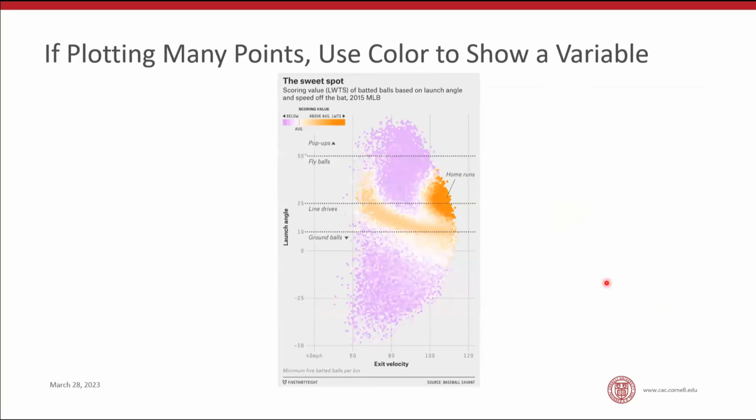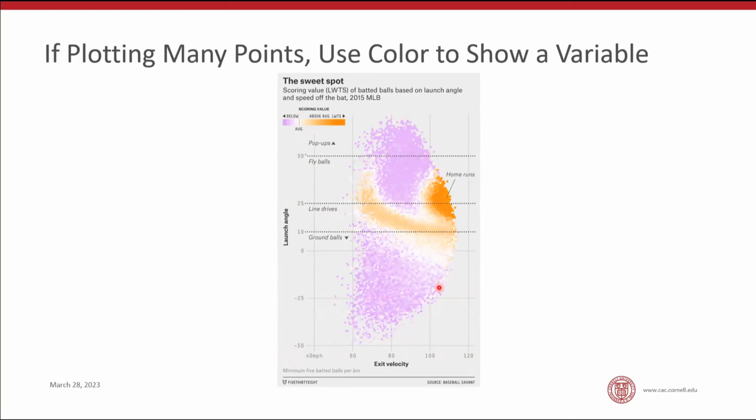This is an example of what you can do if you have tons and tons of sample points. This was produced by 538, and it's showing the exit velocity of batted baseballs on the x-axis and the launch angle on the y-axis. And each sample point shows kind of what happened, where purple is a bad result. So the guys that didn't hit it very hard and they hit it at a high angle popped it up, or they hit nice easy fly balls that could turn into outs.